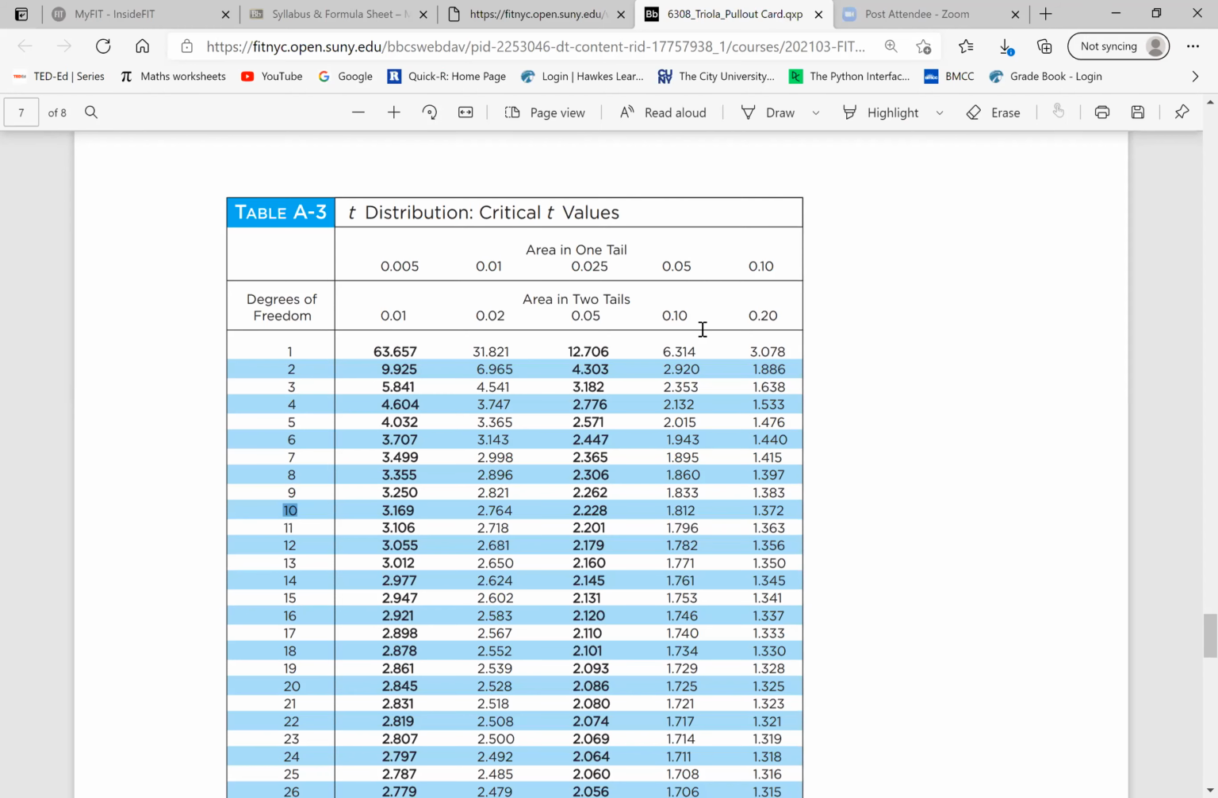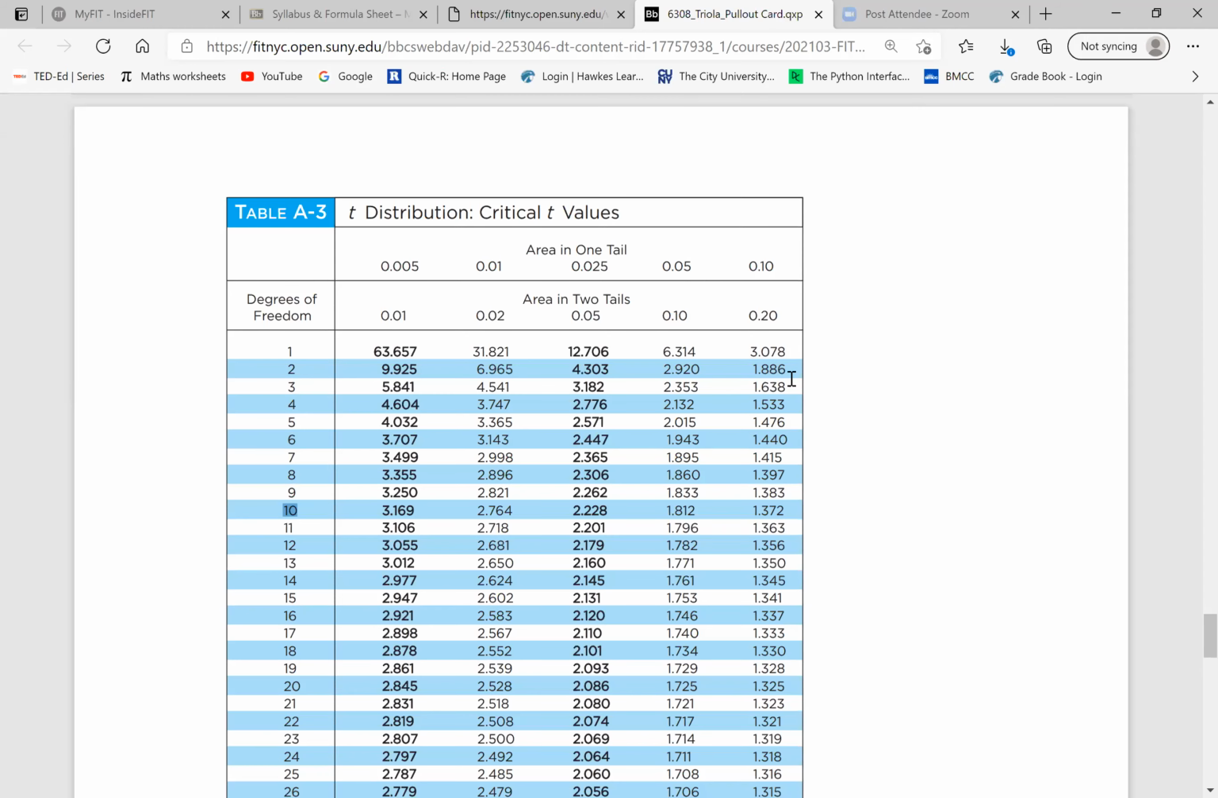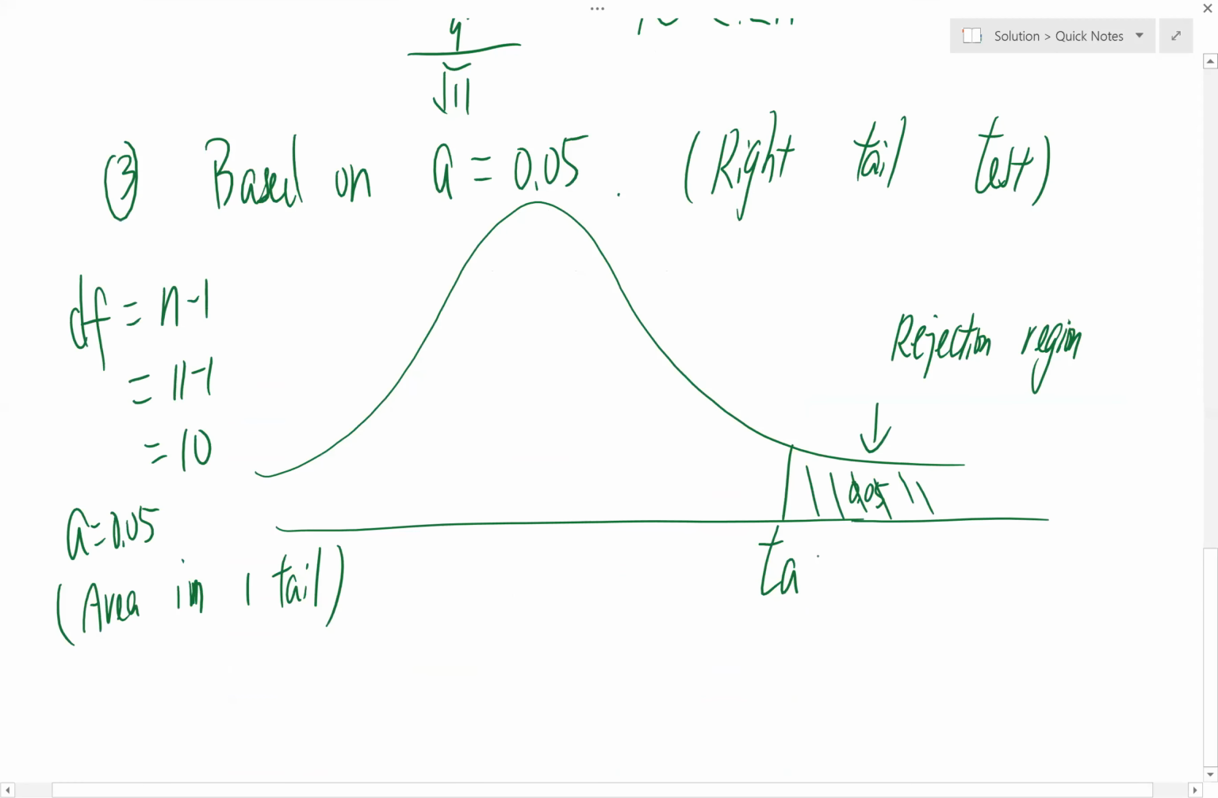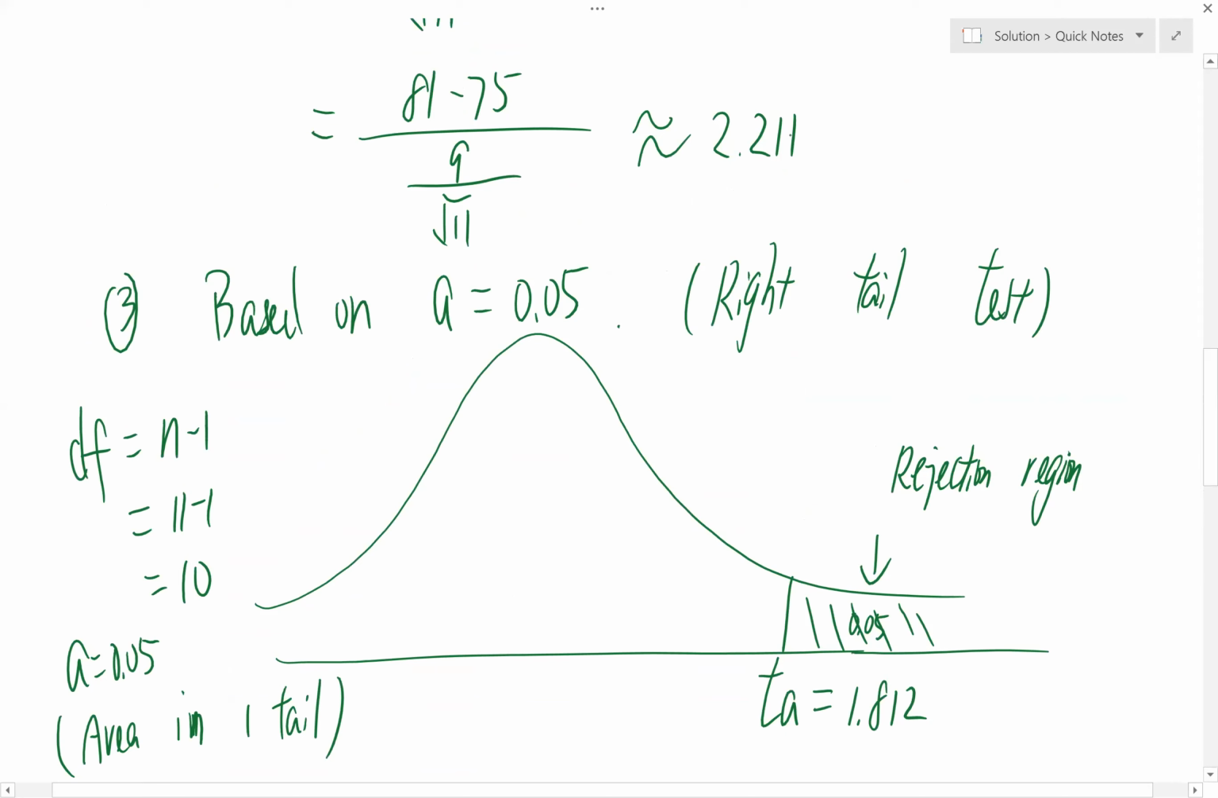So here the area is on the right tail, so it's 0.05 together with the degree of freedom. So the critical t-score, or critical t-value, is 1.812. And 1.812, that's what we're looking for. So the critical t-score here is 1.812. Now you look at the test statistic.